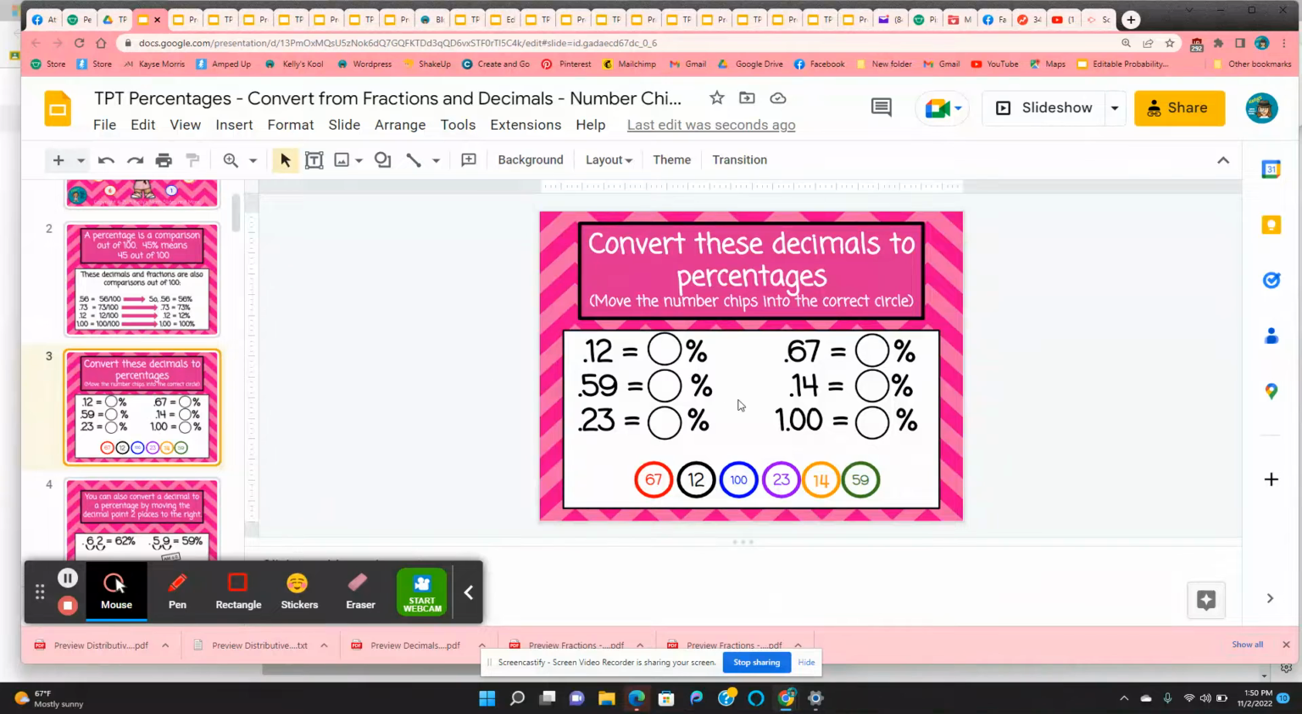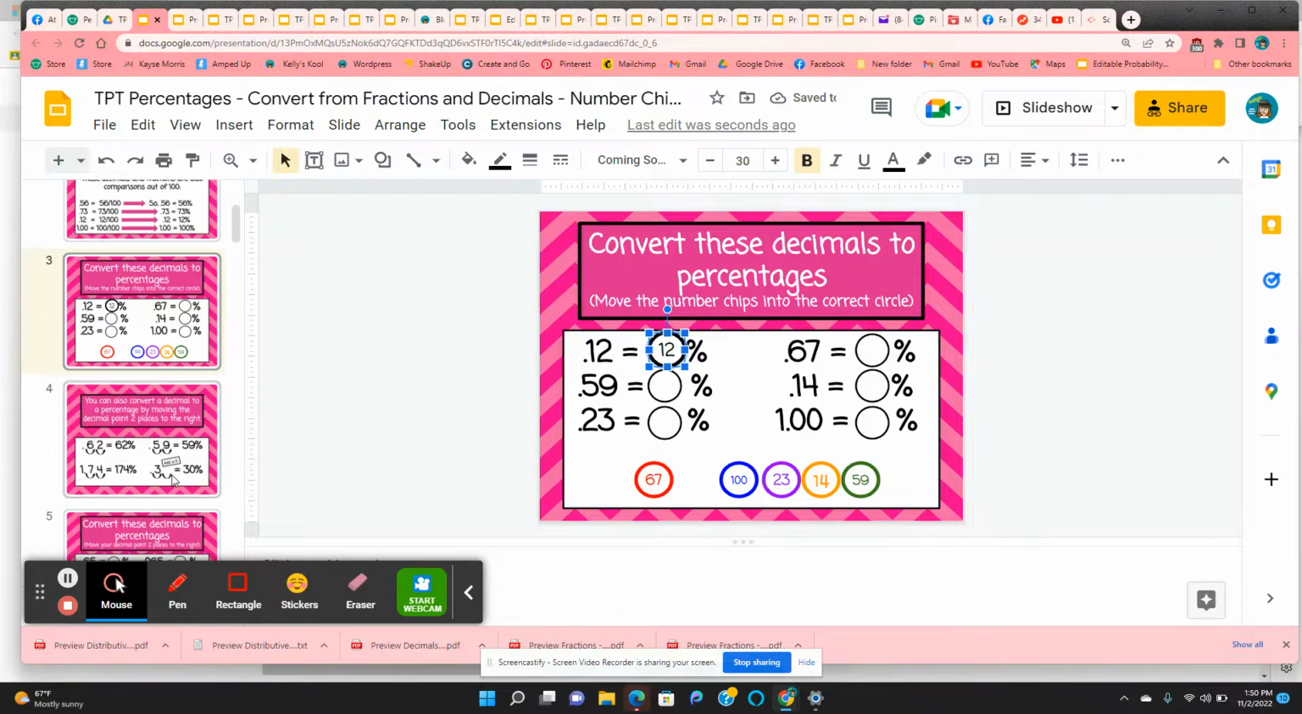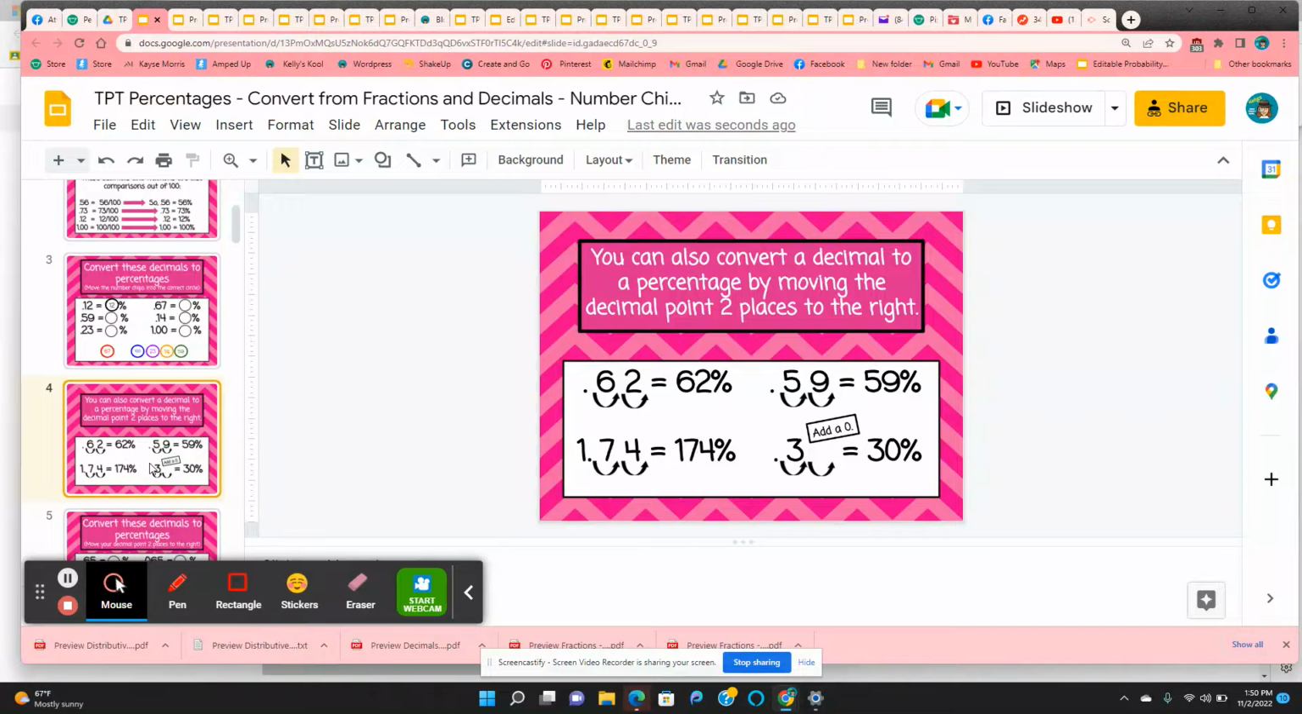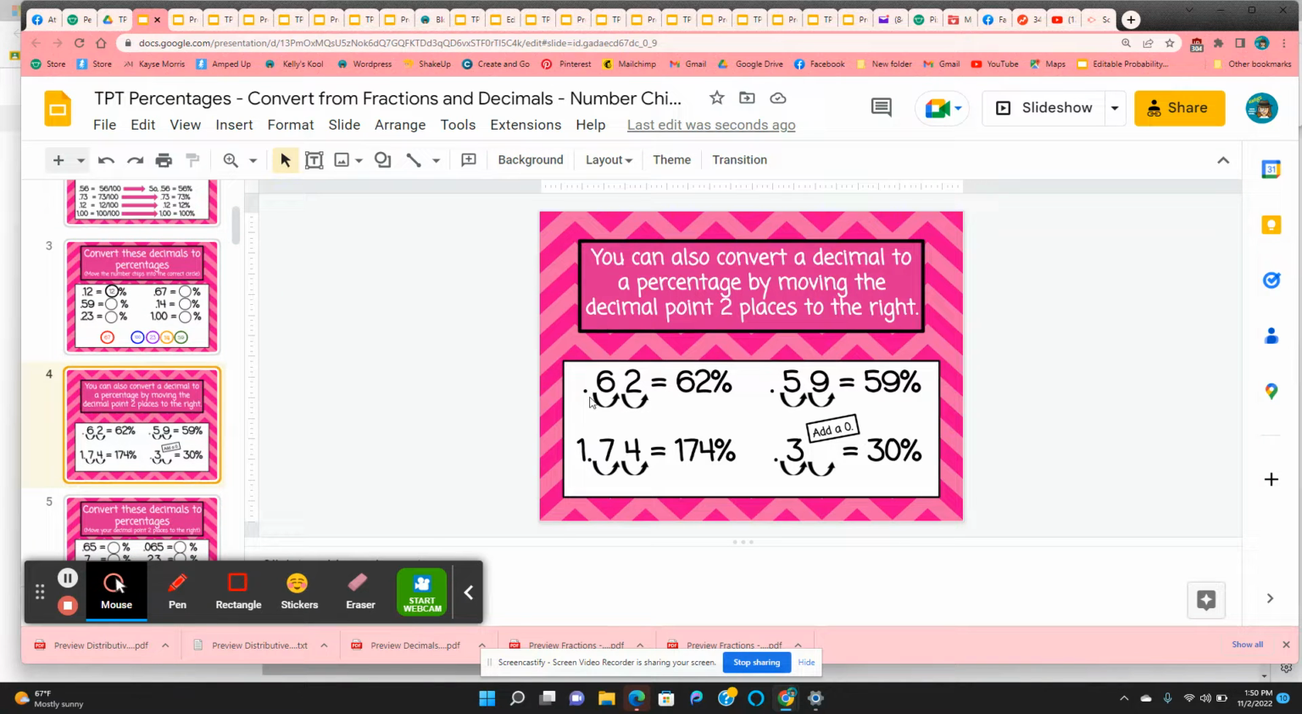Now the first screen's pretty easy, so that this 12/100ths is going to be 12%. So they're just going to move each one of these into the correct place. And then they're shown another method for doing this, which is to move their decimal point 2 places to the right, from a decimal to a percentage. In this case, they have to add a 0.